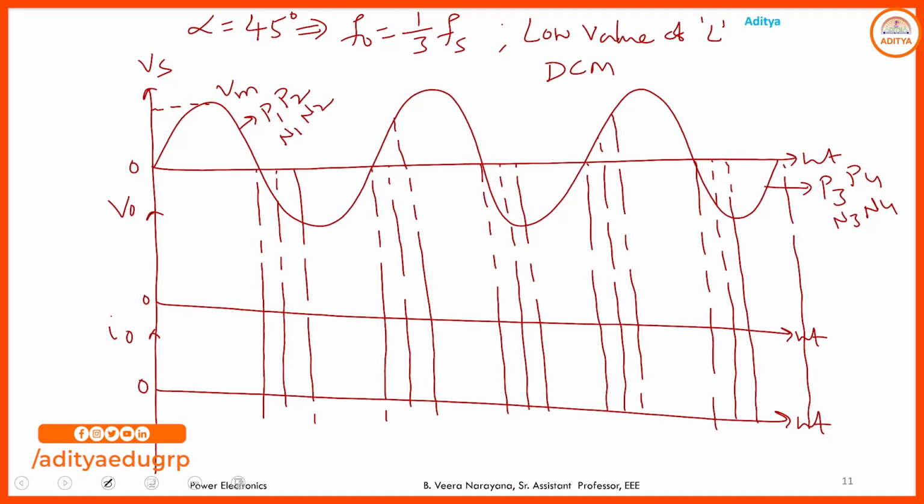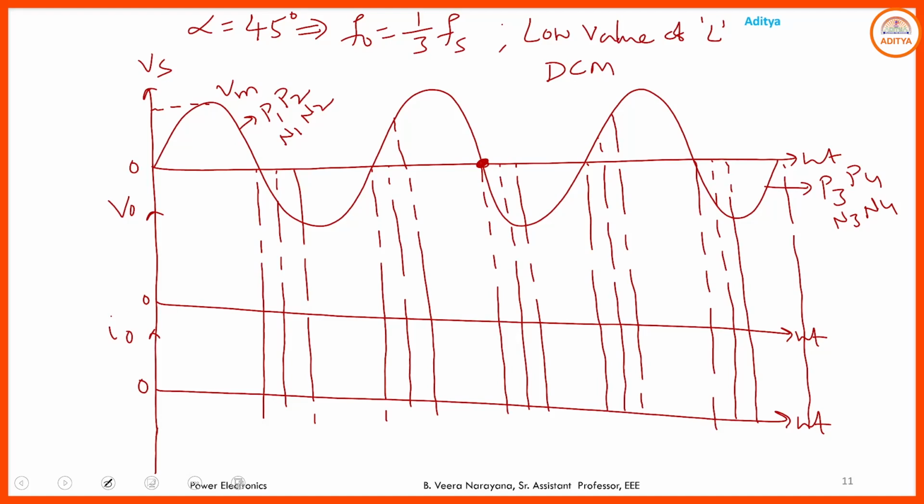So here 1 by 3 Fs, that means 1.5 cycles. Up to this, we have the positive pulses in the output voltage. For the next half, the second half and the next 3 half cycles, you need to maintain the negative output voltage. Corresponding to that, you provide the gate pulses to the particular SCRs.